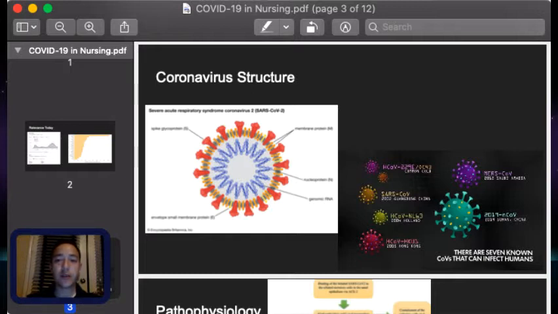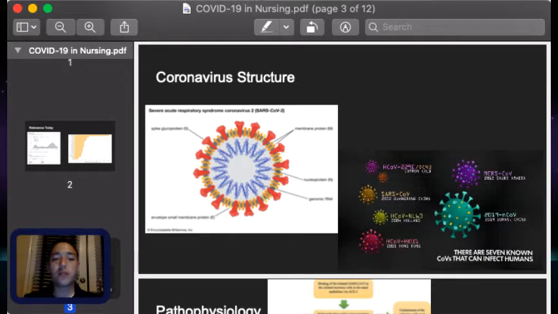As you can see, I've just pulled up some structures involved with the coronavirus, but in terms of the general characteristics of the disease, the coronavirus is a single-stranded RNA virus. There are several different types of coronavirus, such as 229E, OC43, NL63, and HKU1, and these can typically cause symptoms of the common cold in immunocompetent individuals.